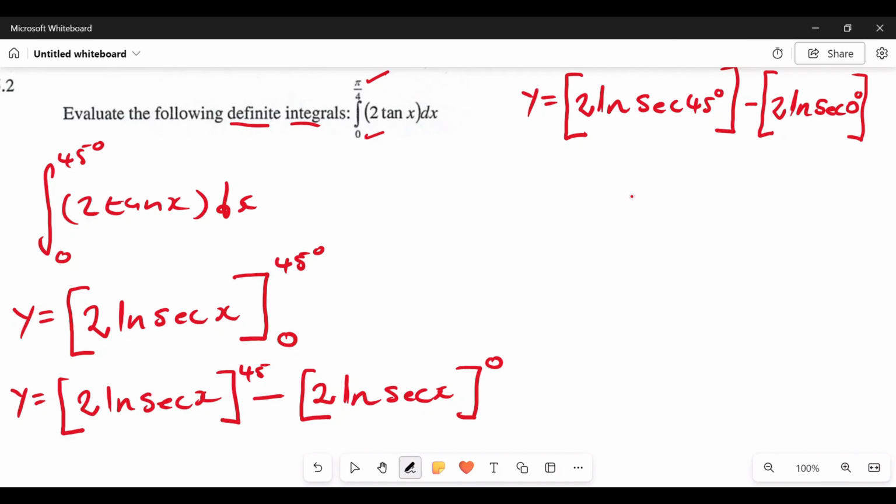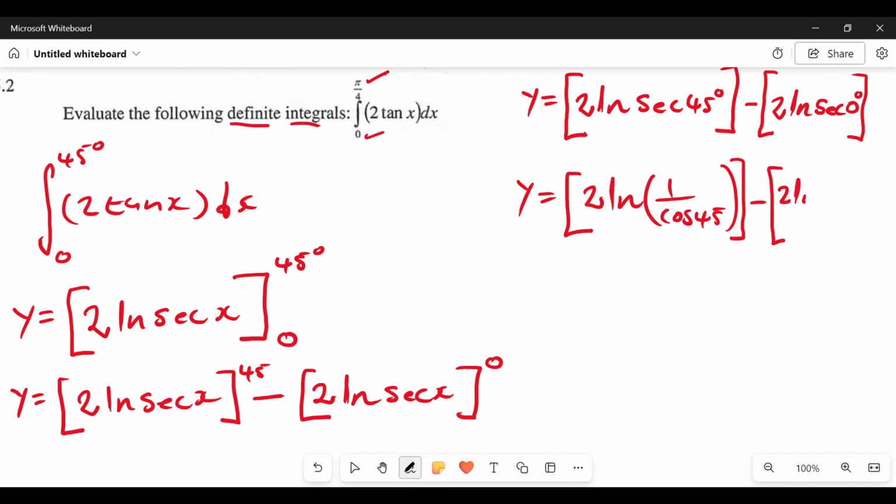Now, when it's like this, you cannot use your calculator because you have sec here. So the best way of doing this, guys, is to use the inverses. Now, let's continue. Y is going to be the first bracket 2 natural log. Now, what is the inverse of sec? It's going to be 1 over cos, but 45. When it's like this, you are able to use your calculator. You do the very same thing on the lower limit bracket. Now, we can say 2 natural log and then 1 over cos 0. There we go. That is your lower limit.